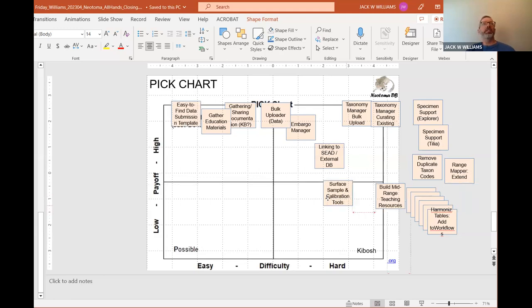Surface sample calibration tools. I think payoff is upper middle because not everybody does surface samples. The micropaleontologists generally do, the macropaleontologists maybe not quite as much. And difficulty, I think it would take some sustained effort to build the services. It'd be a grad student level or developer level project, so I would put this in the middle space.